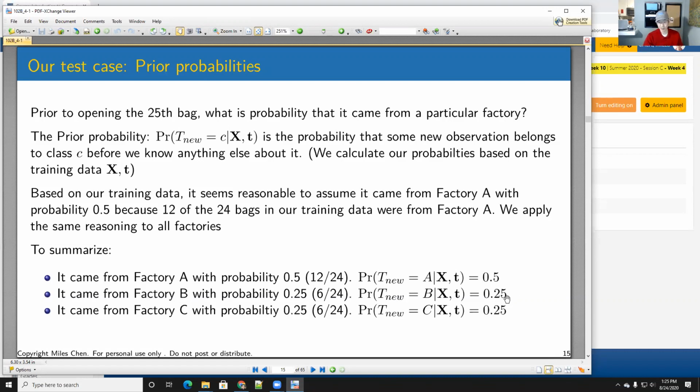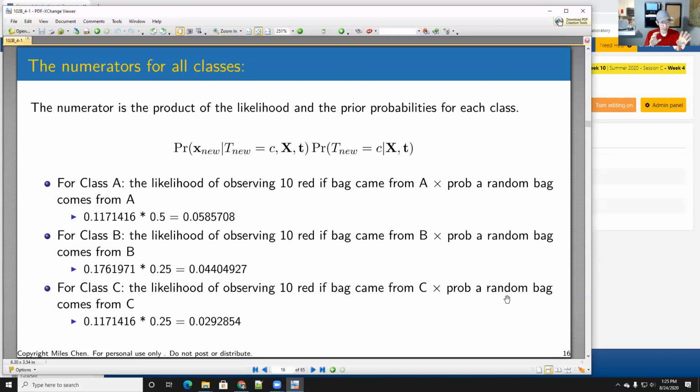And so what we are going to do is multiply those two together. We're going to take the likelihood and multiply it by the prior. So the numerator for each of these classes is the likelihood, the probability of getting that result, 10 red out of 20 marbles, multiplied by the prior probability that it belongs to a certain class, right?